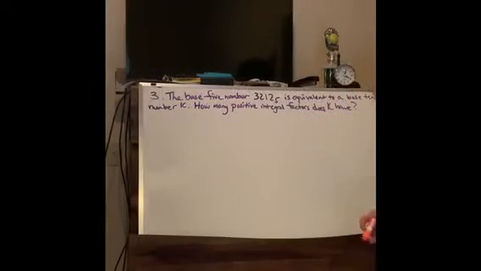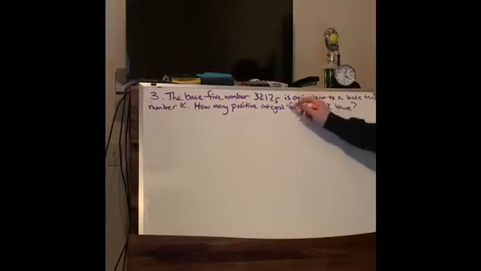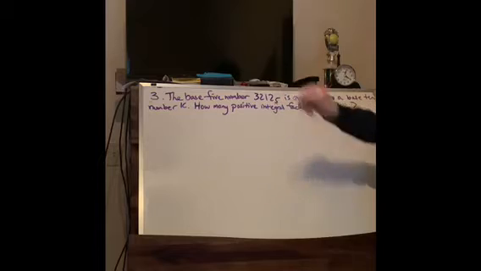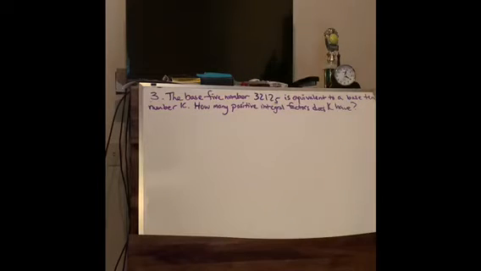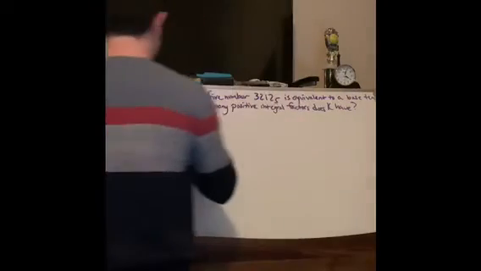Alright, number 3. The base 5 number 3212 base 5 is equivalent to a base 10 number k. How many positive integral factors does k have? We're usually used to base 10. That's what we call our number system, base 10. But here we have base 5, and you're like, well, how are we supposed to convert it? This is where we're actually going to consider the value of each of these digits. So, just a little recap.